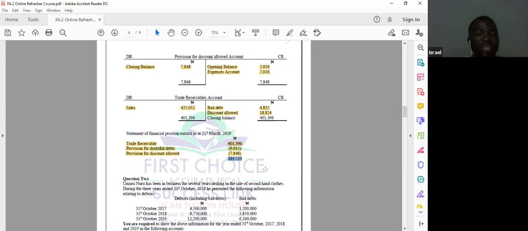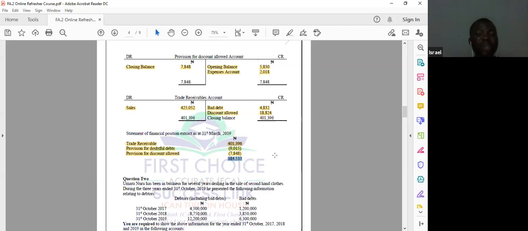And in your statement of financial position, you must show the workings like this. You normally have 3 naira signs if you are using T format. If you are using vertical format, you can have 2 or 3 naira signs. All this computation will be on the first column, and your final figure will now be transferred to the second column. That is how we treat bad debt, provision for bad debt, and provision for discount allowed.